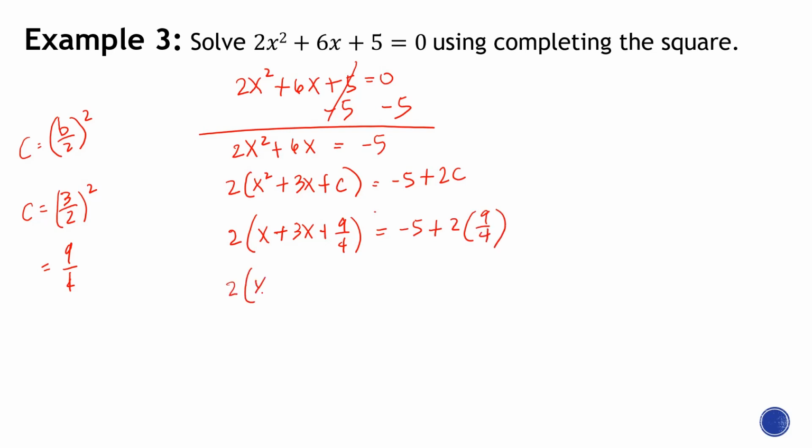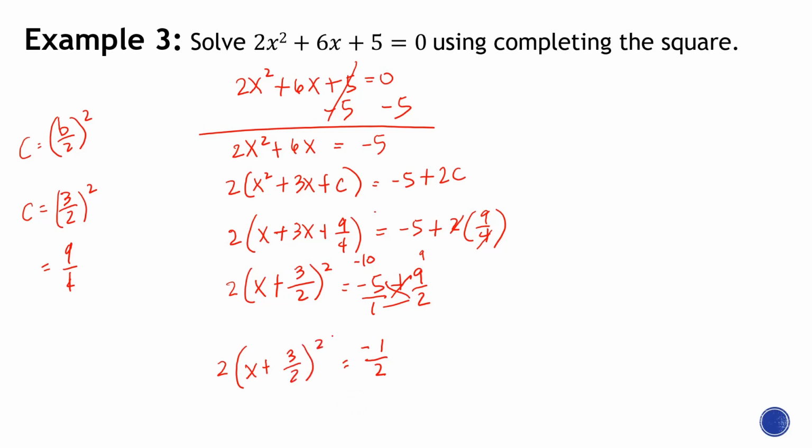So 2 times x plus, the square root of 9 is 3, the square root of 4 is 2, squared equals negative 5 plus 9 over 2. Then I'm going to put the denominator 1 there and just cross multiply. So 2 times negative 5 is negative 10, and then 1 times 9 is just 9. So negative 10 plus 9 is negative 1 over 2, right?